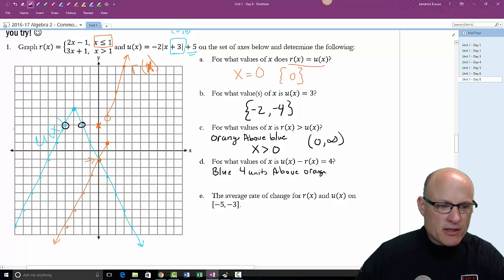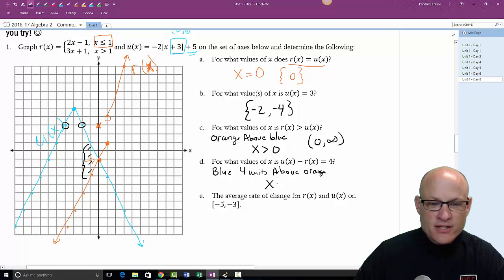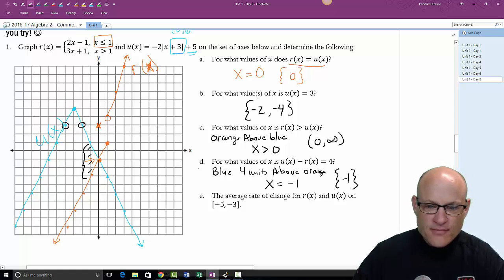I can never find my black pointer. There it is. It looks like it's right here. 1, 2, 3, 4 units. So that would be when x is equal to -1. Or I can just put -1 in curly brackets.